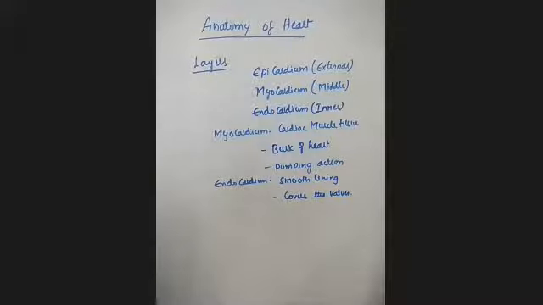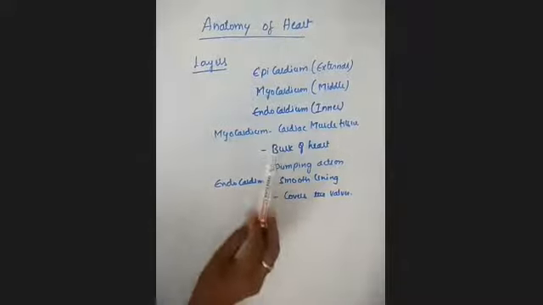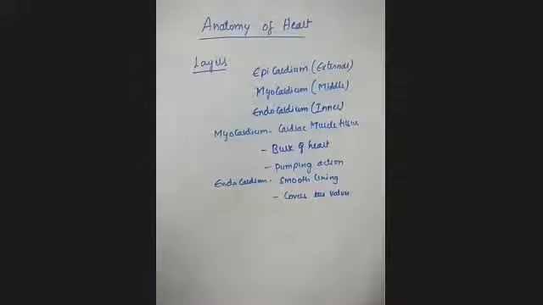Okay, epicardium is the external layer, myocardium is the middle layer, and endocardium is the inner layer. Clear? If you see the myocardium, you will call it cardiac muscle tissue, which forms the bulk of the heart. Bulk of the heart means that most of the heart is made up of this myocardium.